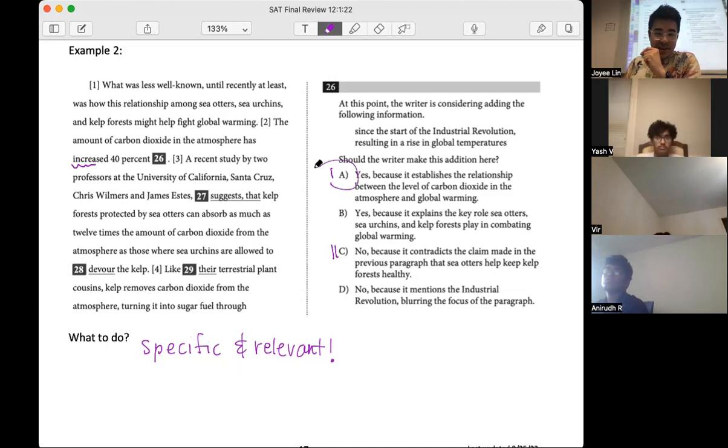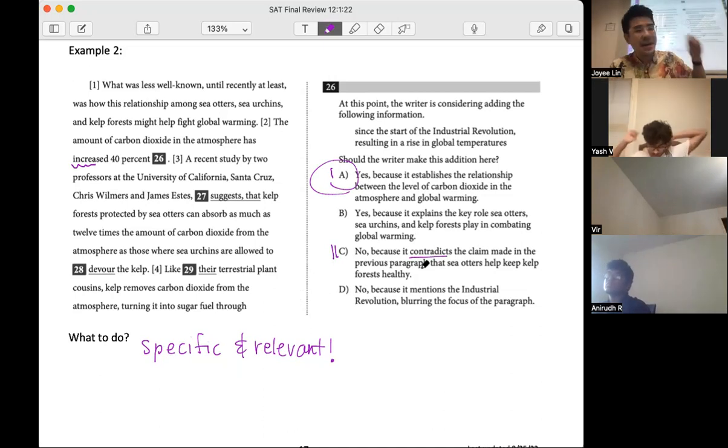Correct answer is A. We don't like the word contradict. I don't think it contradicts, right? These two things can coexist. The sea urchins can help with global warming while carbon dioxide is still increasing. Those are not mutually exclusive things.